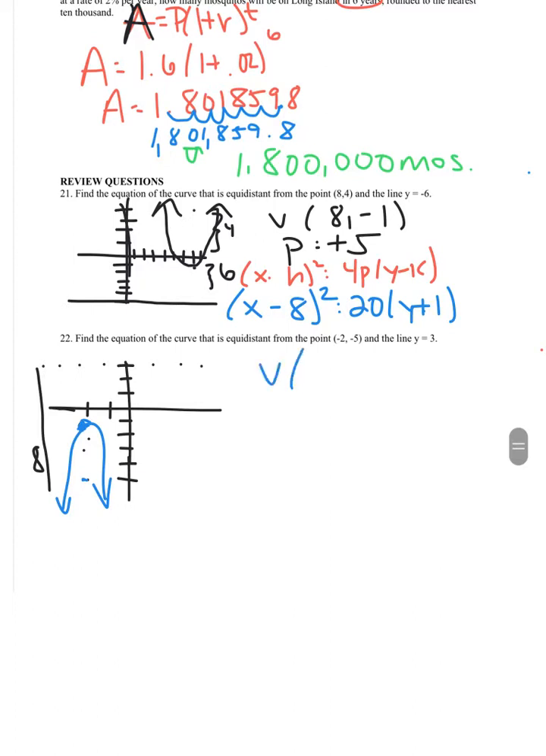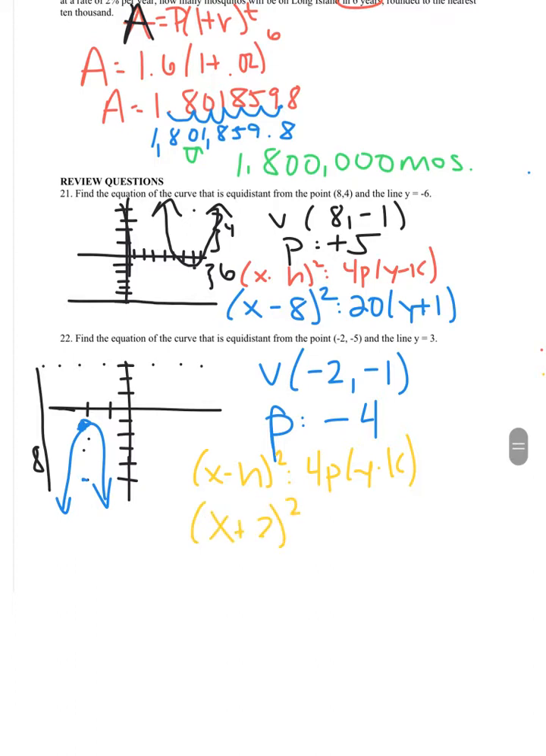So my vertex is the point (-2, -1), and my p-value is going to be negative because I'm concave down. It's going to be -4. Okay, again, this is my equation: (x - h)² = 4p(y - k). So my final answer here is going to be (x + 2)² = -16(y + 1). And that is my final answer.